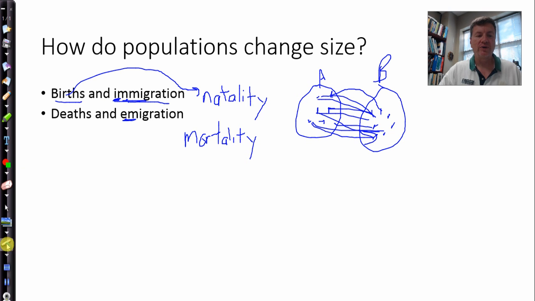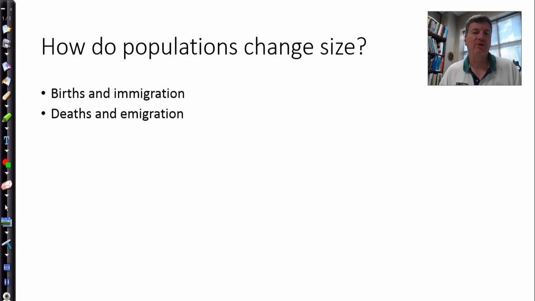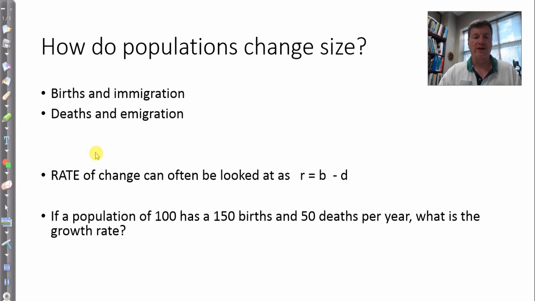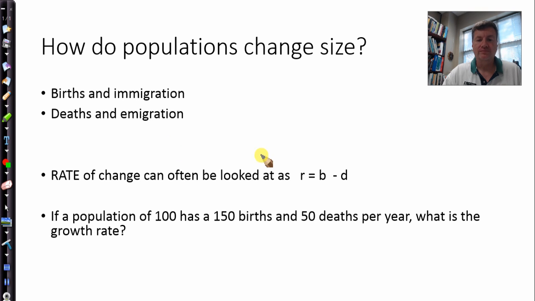So usually we just pretend that the immigration and emigration are kind of equal, and when we do that, we come down to this conclusion that the rate of change can often be looked at as the difference in births and deaths. So the rate of change is a difference in births and deaths. If I have a lot more births than deaths, the rate is positive, and I'm adding individuals to my population.